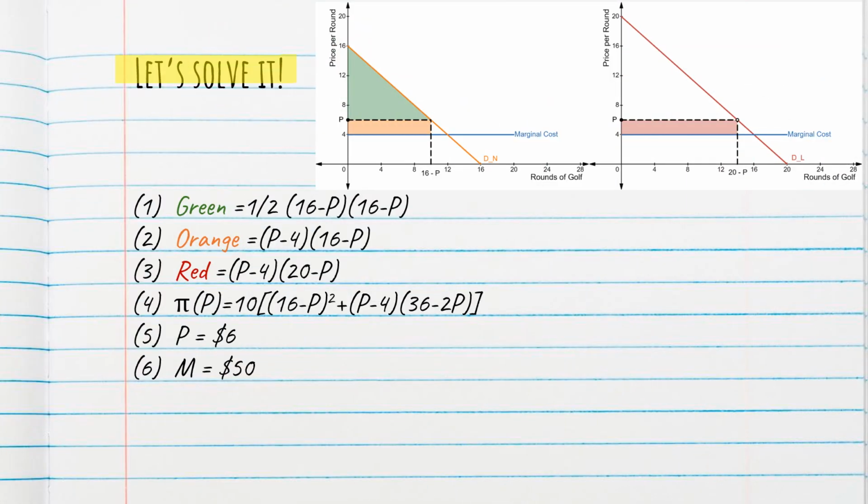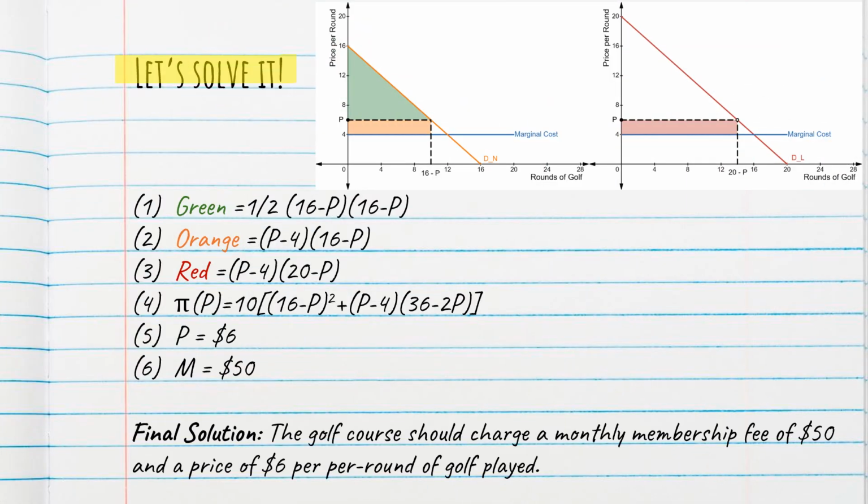So with a lot of work, we finally got there. The solution to this problem is that the golf course should charge a monthly membership fee of $50. That's equal to that green shaded region, and a price of $6 per round of golf played. If I wanted to make this video longer than it already was, I could go back and I could figure out exactly how much profit our firm was earning under this two-part tariff scheme, but I am not going to do that.